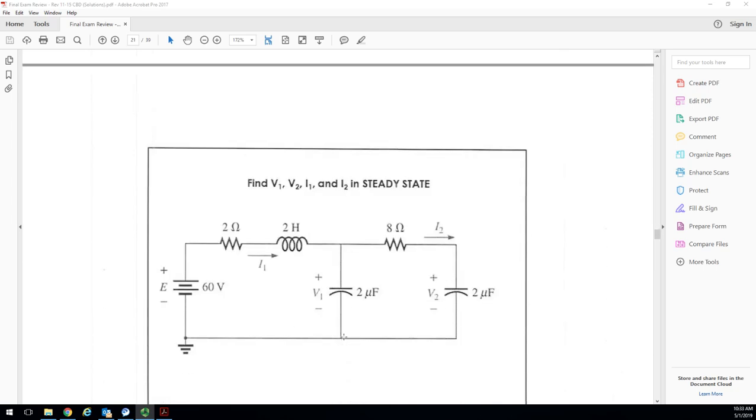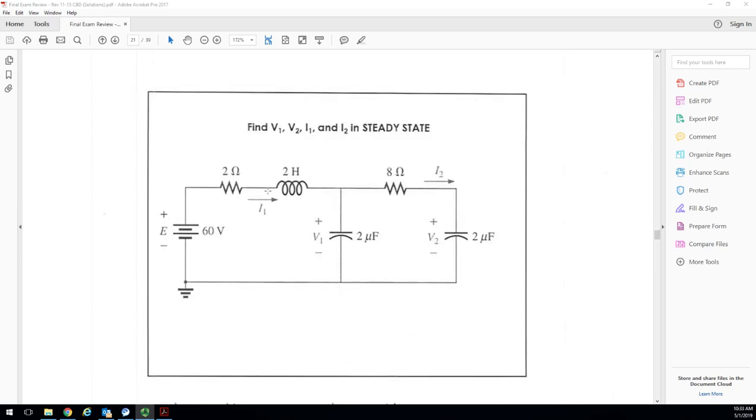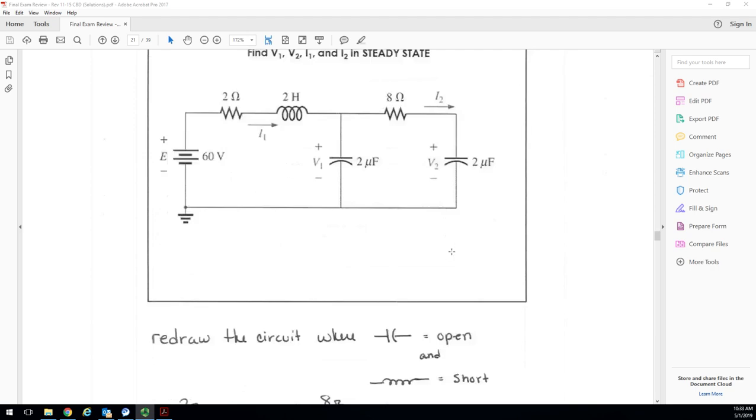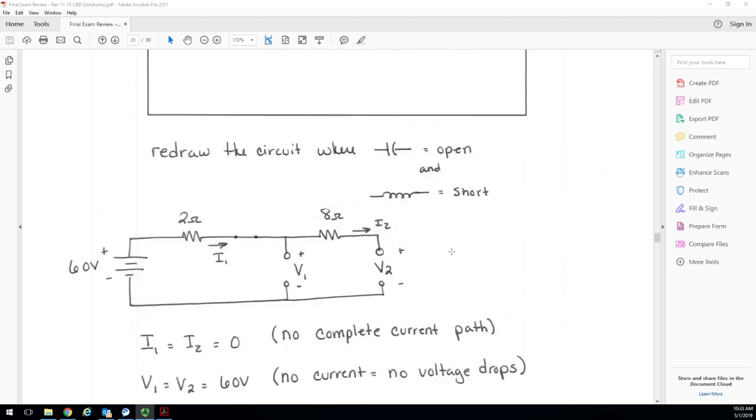And in steady state, remember, your inductor looks like a short circuit, your capacitors look like open circuits. So the first thing you want to do when you identify that we're looking for this in steady state is replace all of your inductors with a short circuit. Just draw a wire right there, and replace all your capacitors with opens, so you would remove those from the circuit. And I would redraw my circuit.